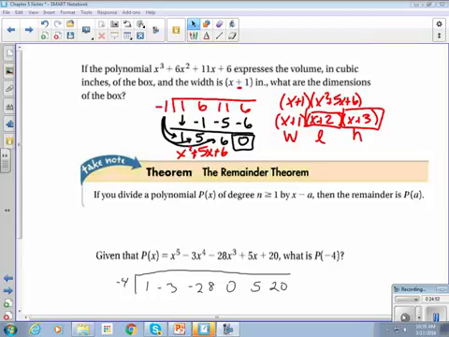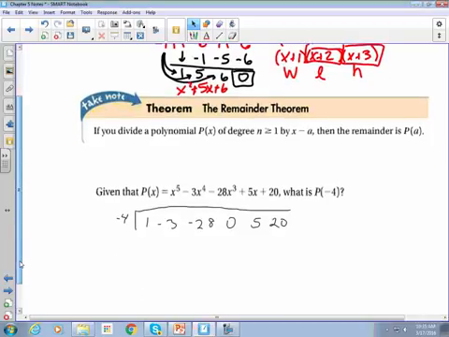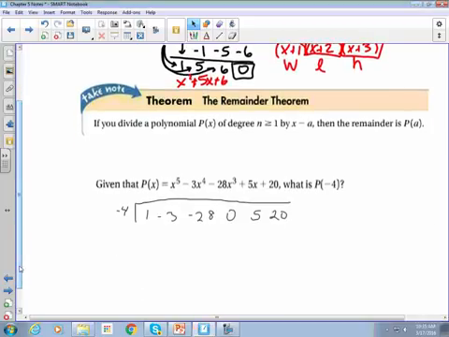All right, so the remainder theorem. The remainder theorem says if you divide a polynomial by x minus a, a degree bigger than or equal to 1, then the remainder is whatever the value of your function is when you put in a.